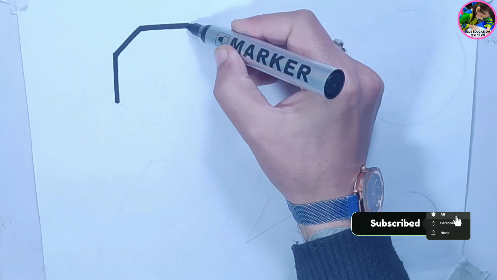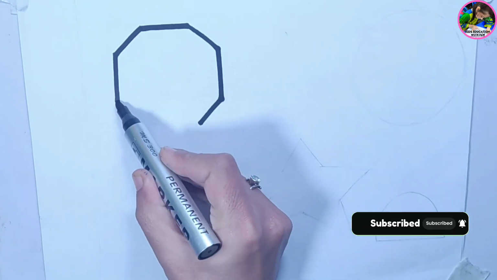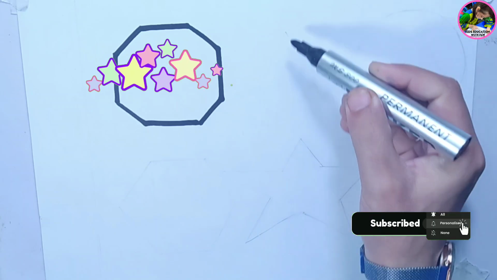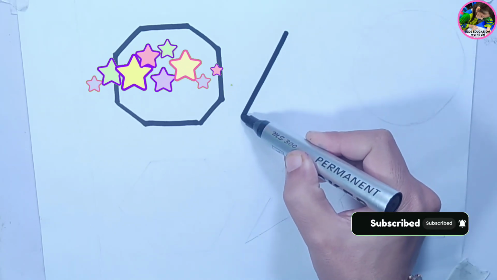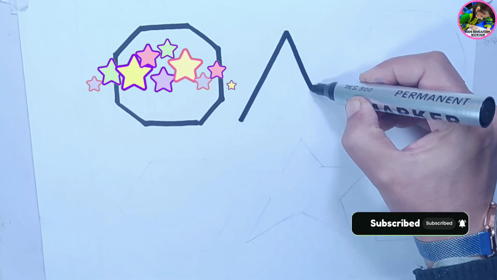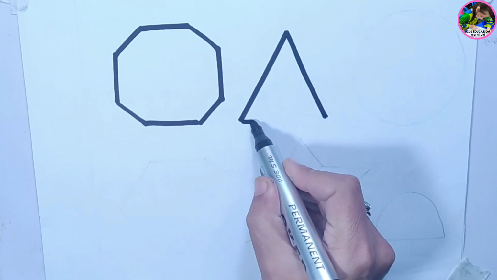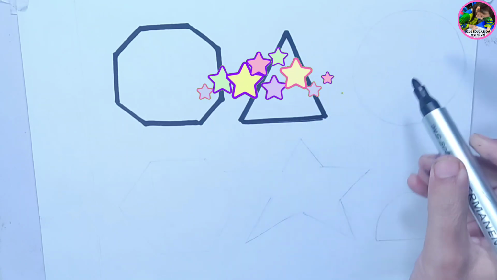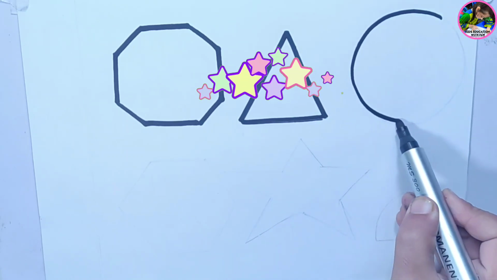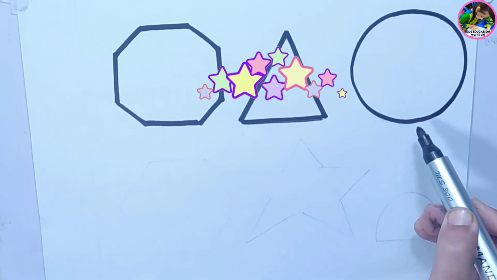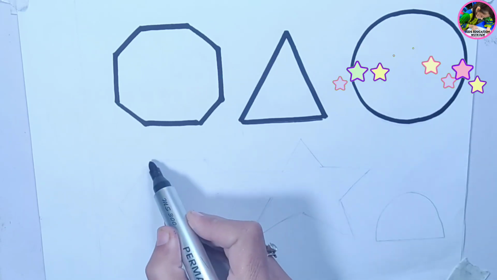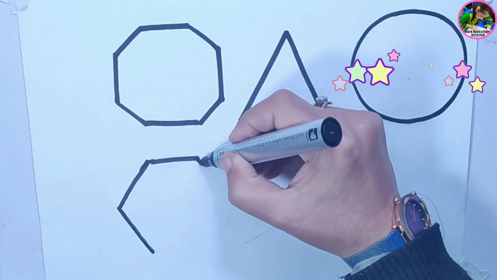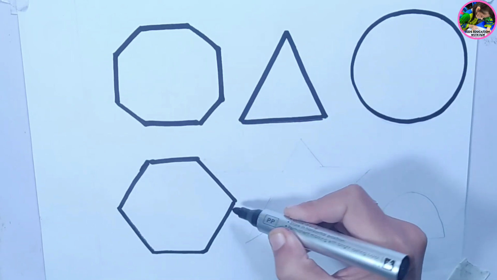Let's draw the octagon. This is octagon, 8 sides. Let's draw another shape. Triangle, 3 sides. Circle.